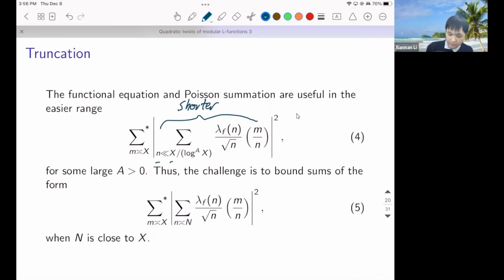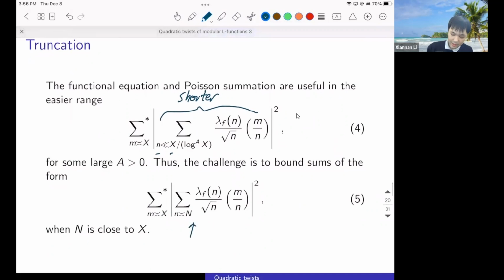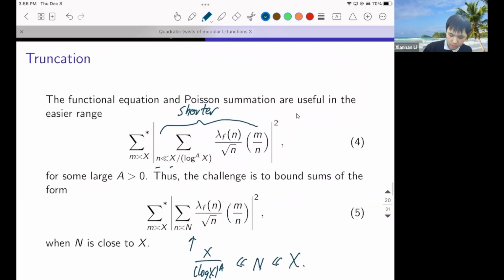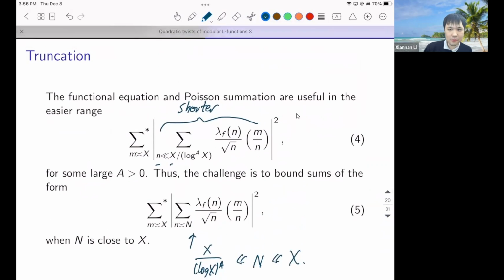Okay, so if I want to do that, then I still need to bound the contribution of the sums where n really is around size x, or maybe I should be thinking that n will be between x over log x to the a and x. Okay. So maybe I should pause for questions as well, because I just introduced a bunch of notation. So any questions or doubts?